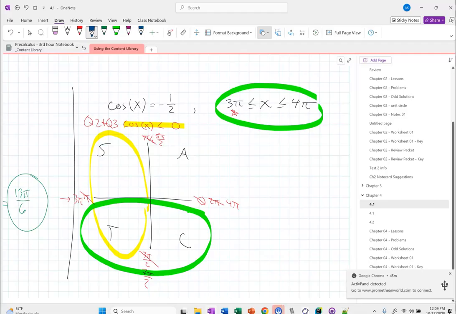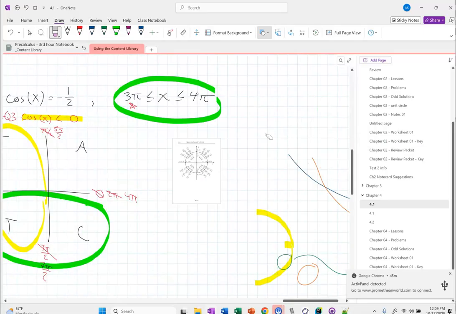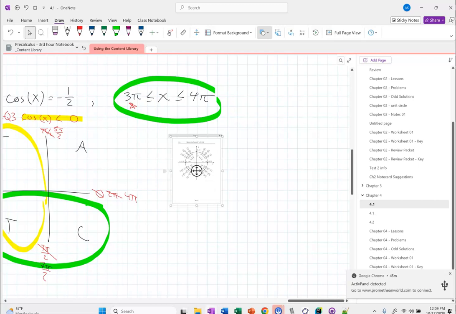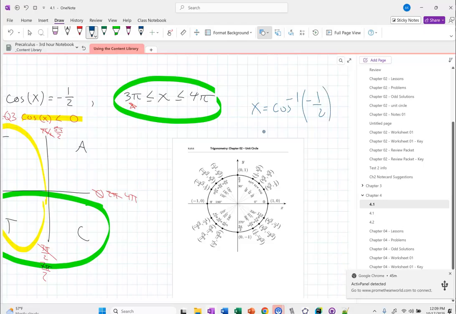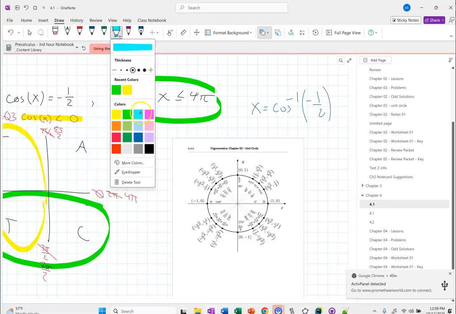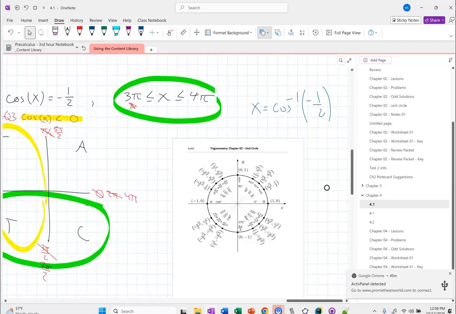So what quadrant should we be looking for our answer in? Quadrant 3. And what am I looking for in quadrant 3? Negative 1/2 in the x. Correct. Where do I see that at? 4 pi over 3.